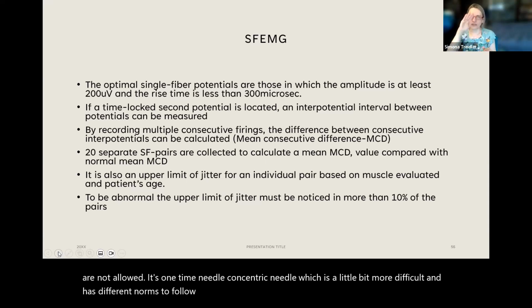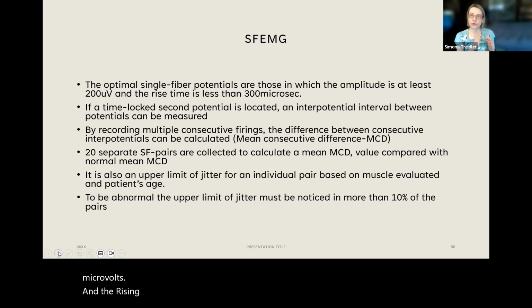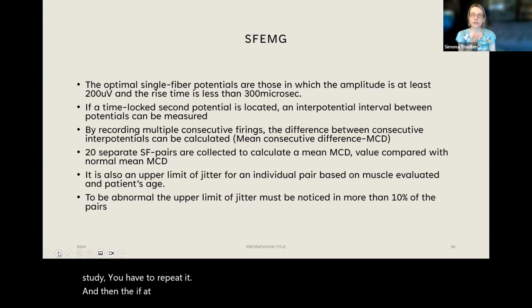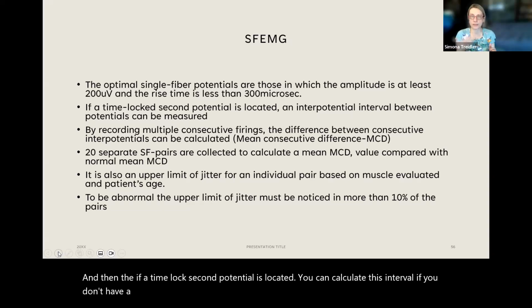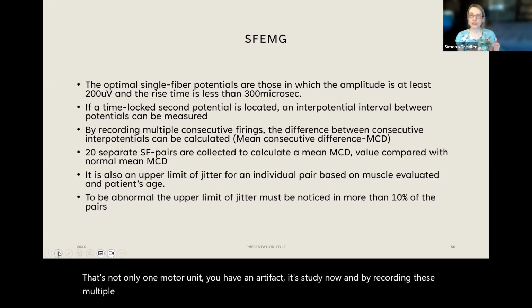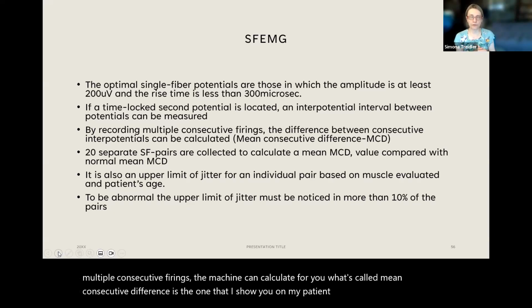The potentials have to have a shape, an amplitude of 200 microvolts, and a rising time. And if you don't get what I'm going to show you, that's not a good study, you have to repeat it. And then if a time-locked second potential is located, you can calculate this interval. If you don't have a second one, of course, and there are other muscle motor units coming up, that's not only one motor unit, you have an artifacted study. And by recording these multiple consecutive firings, the machine can calculate for you what's called the mean consecutive difference, the one that I showed you on my patient being 35 and above the ranges.